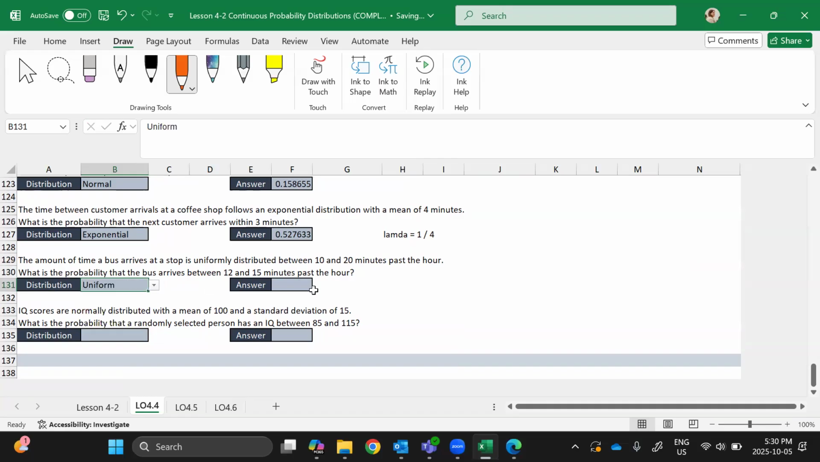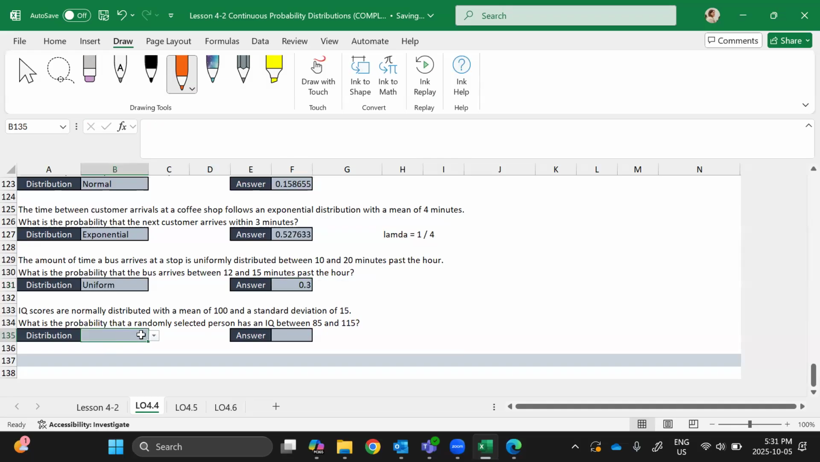For the third question, we're told that the amount of time a bus arrives at a stop is uniformly distributed. So this one's the uniform distribution. Usually it takes 10 to 20 minutes. We want the probability the bus arrives between 12 and 15. So I would do 15 minus 12 divided by the max and min difference. 20 minus 10, that's going to give me 30% chance.